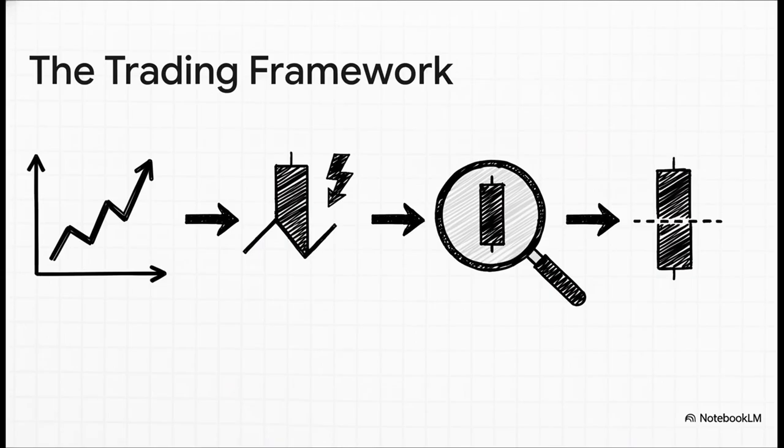Okay, so let's put this all together into a simple framework. A little checklist. Step 1, you figure out what the current trend is. Step 2, you patiently wait for a clear market structure shift that tells you the trend might be over. Step 3, you find the order block that actually caused that shift. And finally, step 4, you zoom in and mark that 50% mean threshold as your high probability zone. See? It's a really logical step-by-step way to look at the charts.